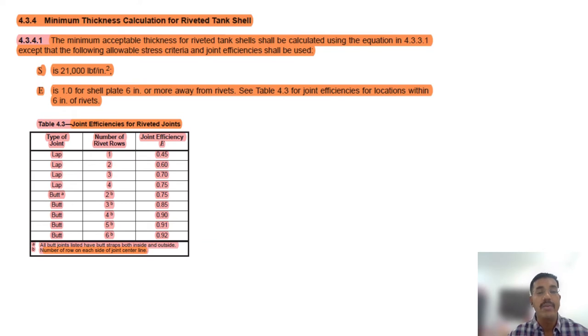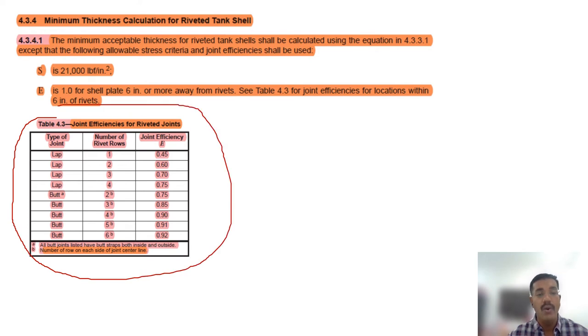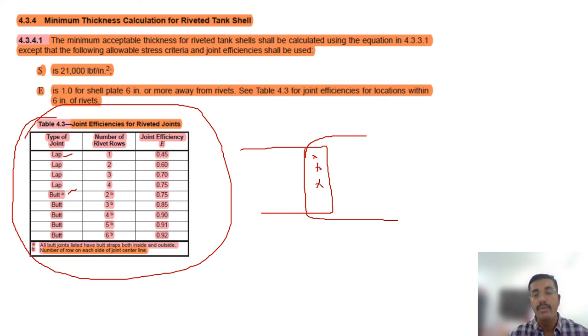Minimum thickness calculation for the riveted tank shells. This is an open book question that usually comes. What is the joint efficiency for the riveted tanks? Whatever we were considering last time were welded tanks, and here it is riveted tanks. Riveted tanks have two types, lap joint and butt joint. Lap joint means this is the tank, one plate, this is another plate. So we have to put the rivet here, and we call it lap joint.